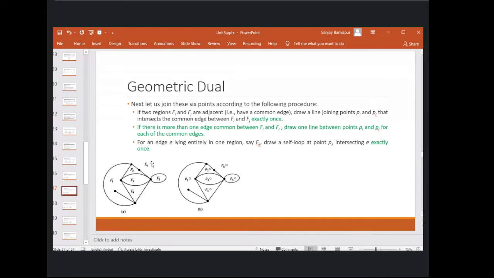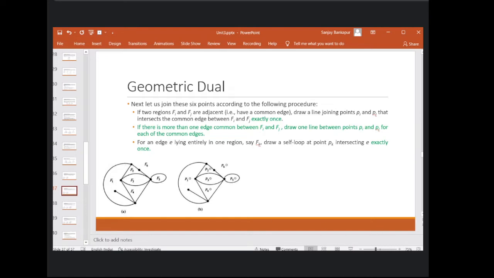F2 and F6 are also adjacent. F5 and F6 are adjacent. F4 and F6 are also adjacent. F4 and F3 are adjacent. F1 and F4 are adjacent. What is the definition of being adjacent? There should be just one edge boundary between two regions. Then those two regions are considered adjacent. Clear?